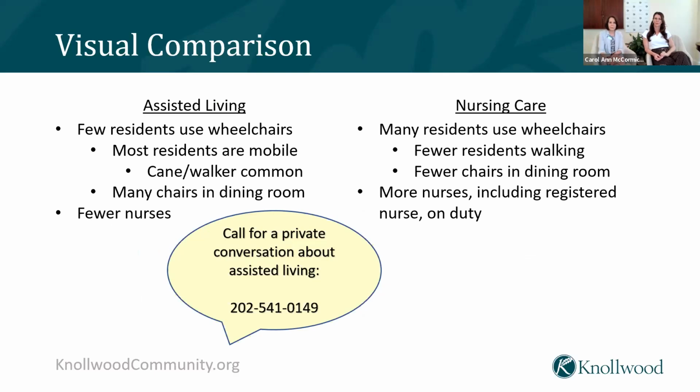Talk about this one a little bit more: what it looks like when you walk into an assisted living versus a nursing care center. In assisted living, you're going to see fewer residents in wheelchairs. Most are mobile, using their walkers and sitting around the common area, with a lot of people in the dining room. In a nursing center, more people are in wheelchairs, lots and lots of wheelchairs, and fewer are ambulatory. In the dining room, most people are sitting in wheelchairs at the table as well. And you're going to see more nurses and medical staff in a nursing center than in assisted living.